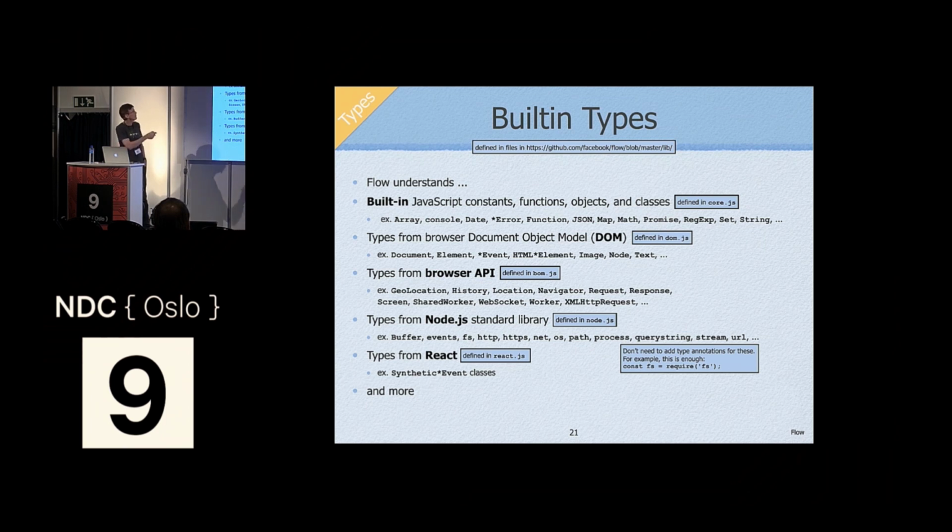And so you'll find all of this if you go to the GitHub repo and go down that branch. You can see these files. I have them listed there: core.js, dom.js, and so on. And it's very easy to read what it thinks the definitions of those types are.